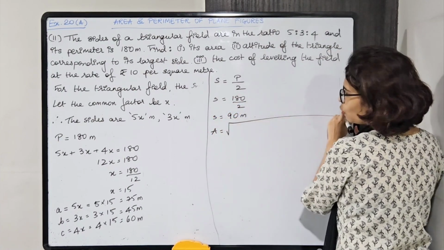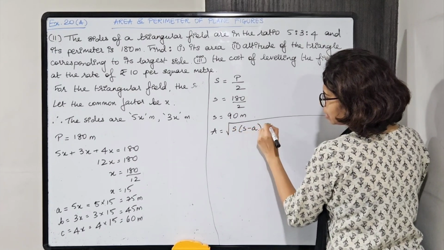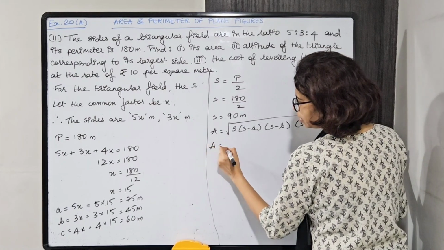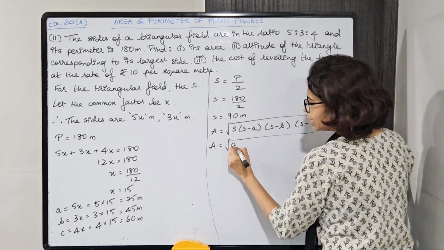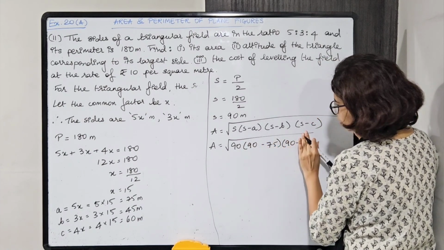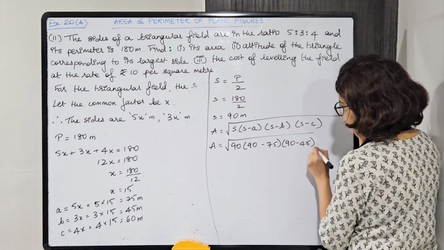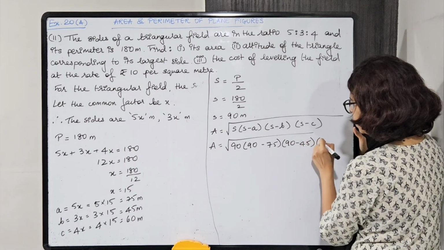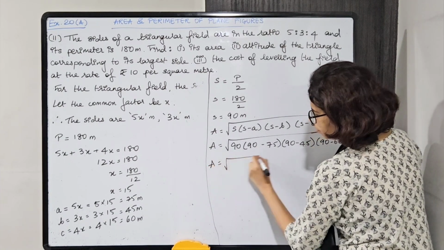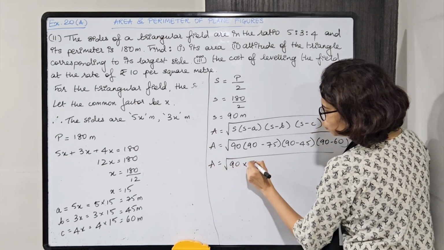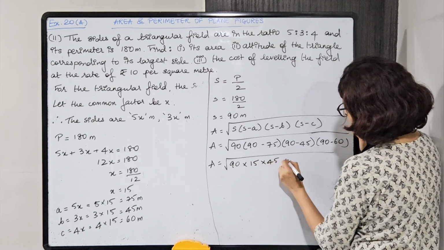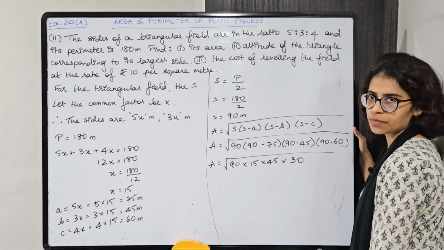Area will be root of S into S minus A into S minus B into S minus C. So that will be root of 90 into 90 minus 75 into 90 minus 45 into 90 minus 60. So that will be 90 into 15 into 45 into 30.